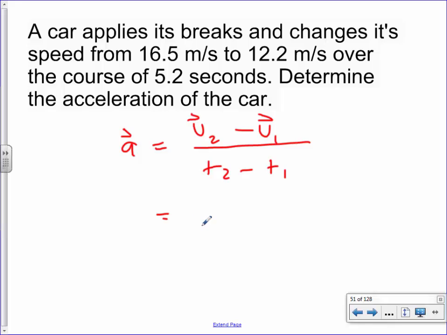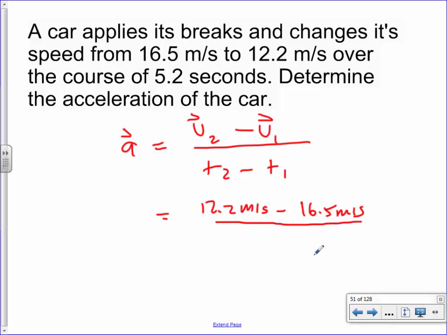Actually, technically the 12.2 is the second velocity, is it not? Because he was starting at 16 and ended up at 12. By the way, what is happening? Is he speeding up in this example? No. He's slowing down. He's decelerating, yeah. So I should start with the 12.2, what he finished with, and V1 should be what he started with.